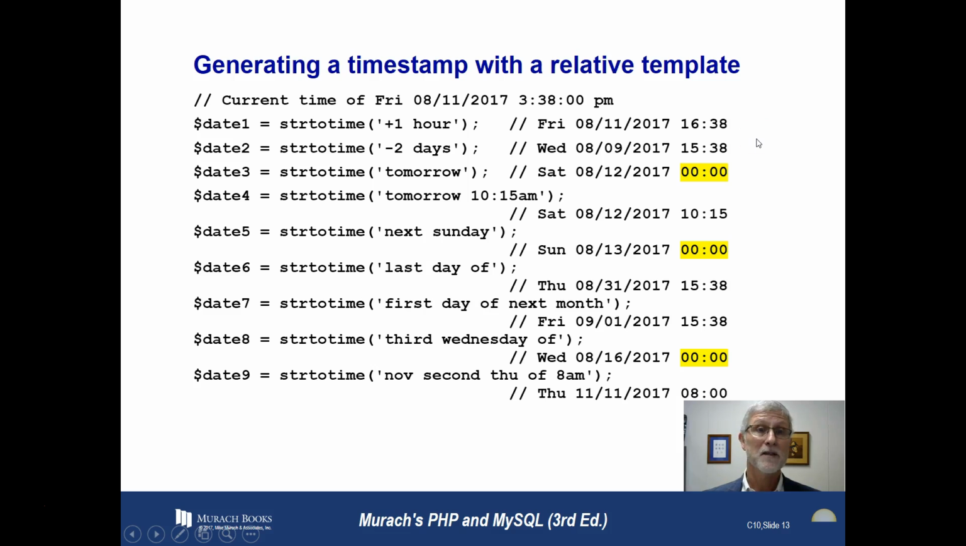Now there are times that I want to make it relative to my given time. So I'm starting with August 11th, and I can say plus an hour, subtract 2 days, tomorrow at a certain time. So you can make some different options to get that timestamp.